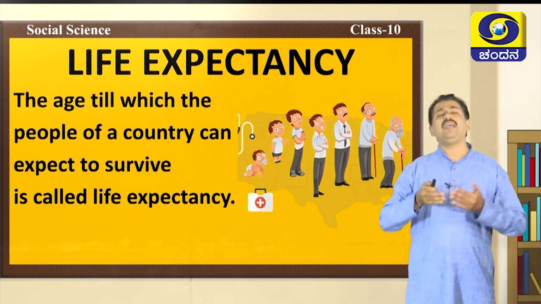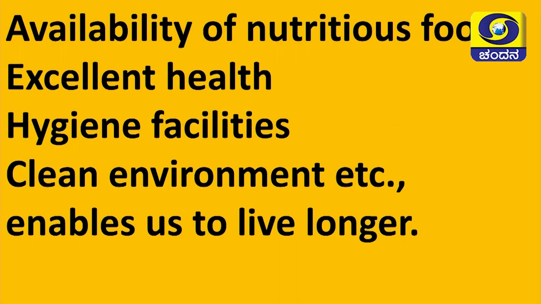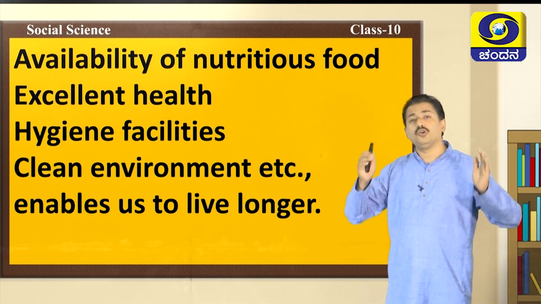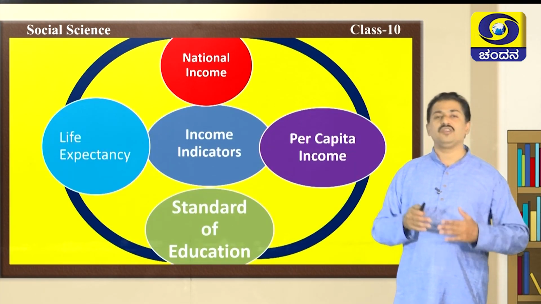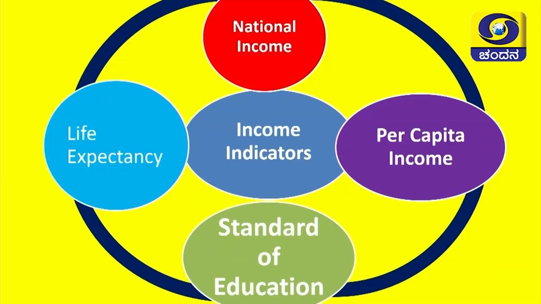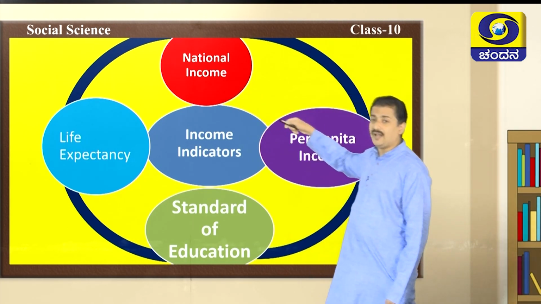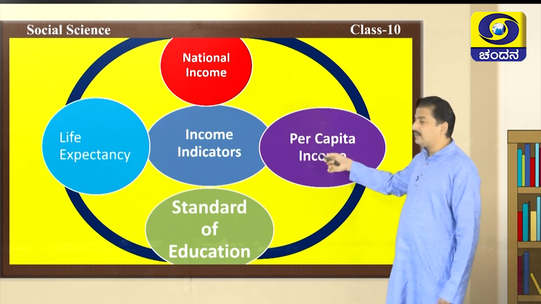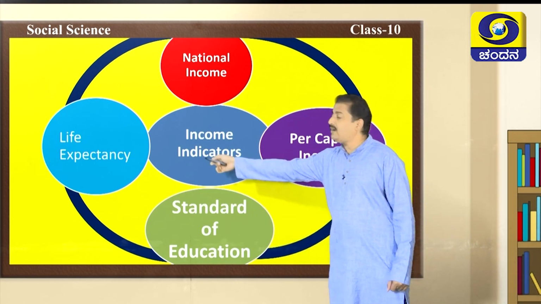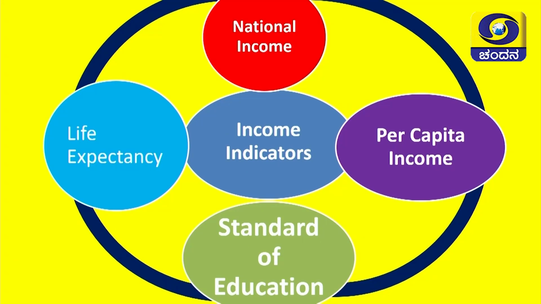It is because of various reasons: availability of nutritious food, excellent health facilities, hygiene facilities, clean environment, all enable us to live longer. Dear students, let us see the income indicators. Income indicators are nothing but, number one, the national income, secondly per capita income, the third one is standard of education and the fourth one is life expectancy. These are the income indicators.